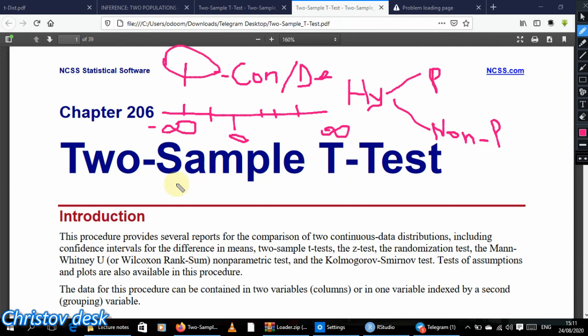So the two-sample t-test is just a typical example of a parametric test. So if you want to do a parametric test, then you can look at the t-test, because it's one of the parametric tests that you can do.